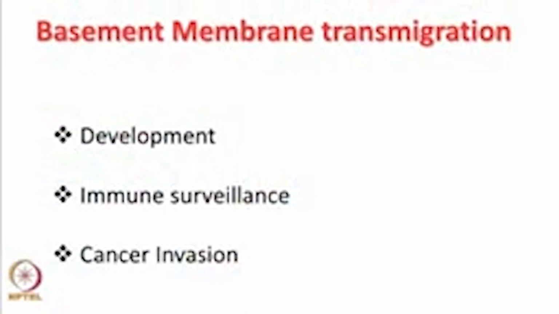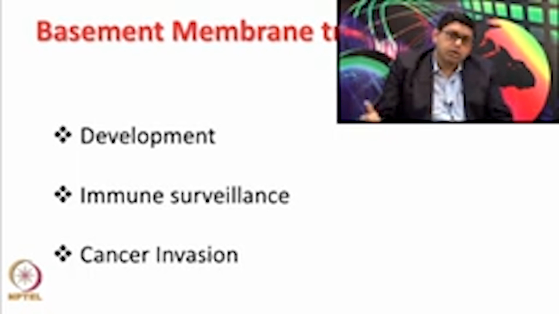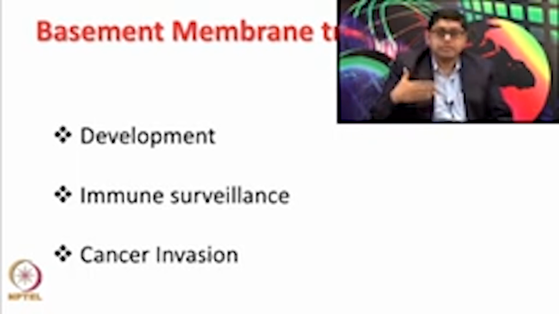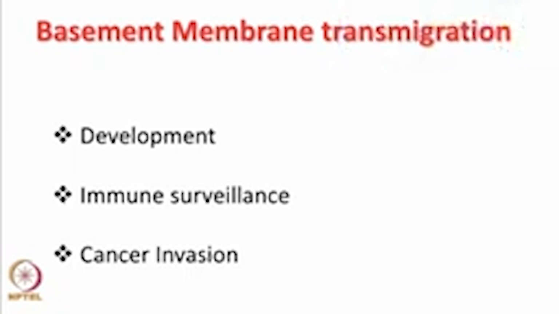The basement membrane is breached only in 3 different contexts. One is during development, when the entire body is being generated and multiple organs are being generated. The second is immune surveillance, so your immune cells need to reach out to all corners of the body, and they should have special mechanisms to go through the basement membrane. The other one is cancer invasion, where epithelial cells lose their control of division, and once they breach the basement membrane, they can go anywhere within the body.